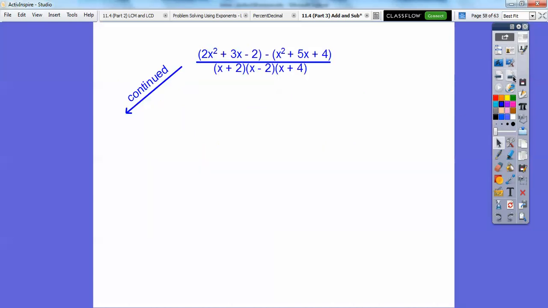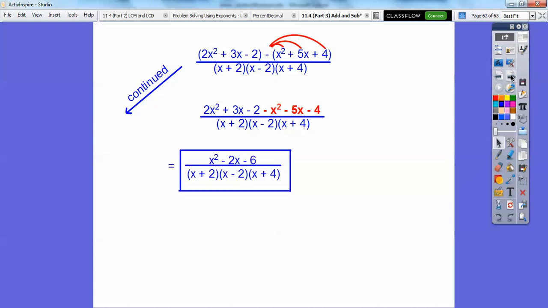Okay, now let's distribute this negative through. So here we go. I did it in a few steps right there. So there's my minus x right there. We'll put the minus through again with the minus 5x. We'll put the minus through again. We get a minus 4. And then let's clean it all up. So now we have 2x squared minus x squared is 1x squared. 3x minus 5x is minus 2x. And then negative 2 minus 4 is going to get me a negative 6 right there.